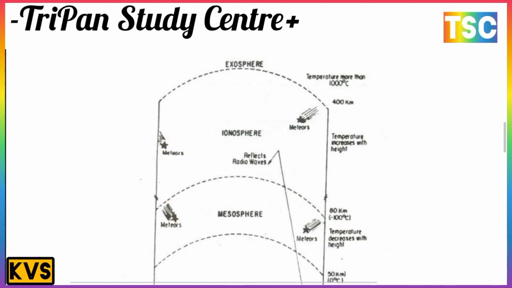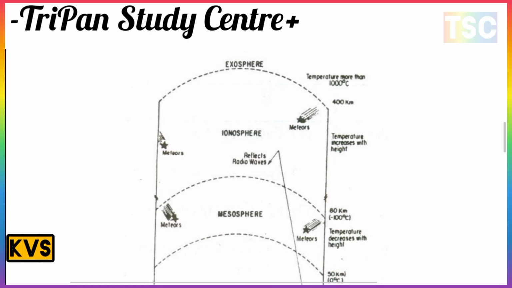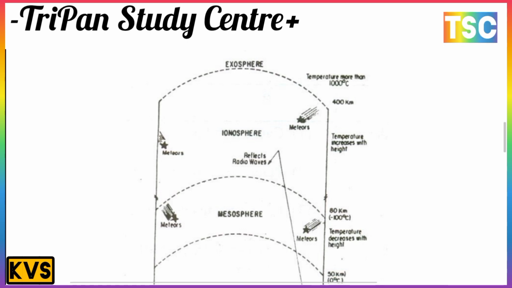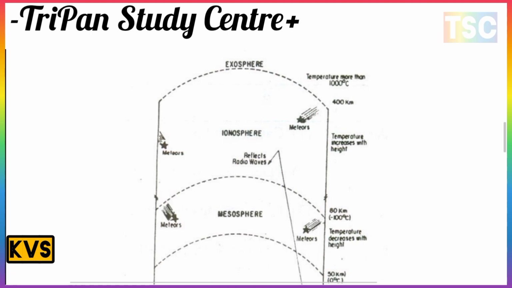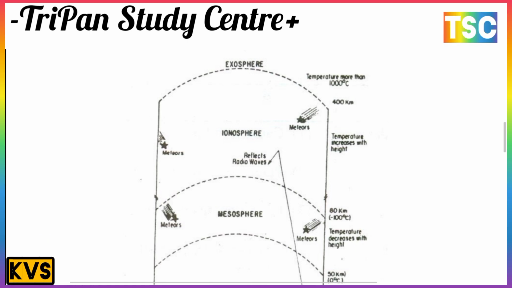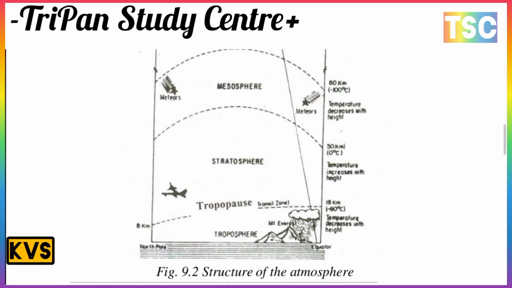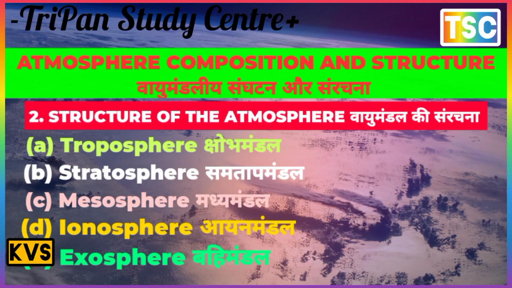Here is the diagram showing the change of density and temperature. The exosphere is the first, then the ionosphere and the mesosphere. The exosphere is at about 400 kilometers, the ionosphere is below about 80 kilometers, and coming down there are the mesosphere, the stratosphere, and the tropopause. This is the most important structure of the spheres in this diagram.